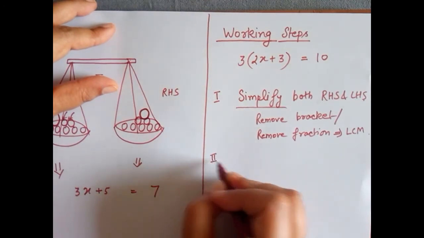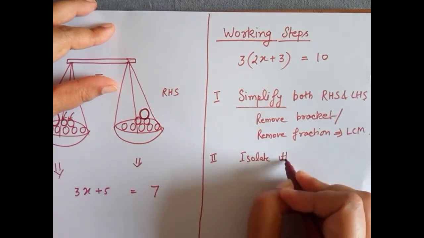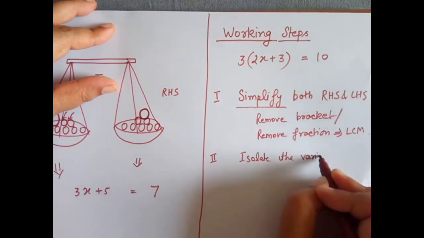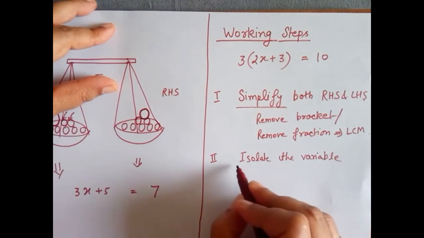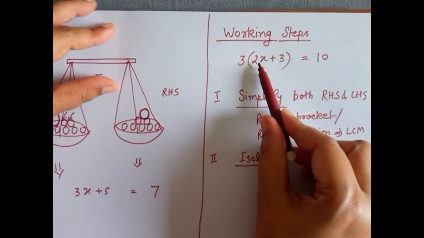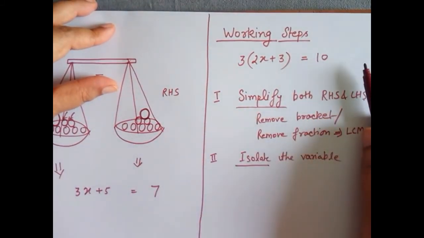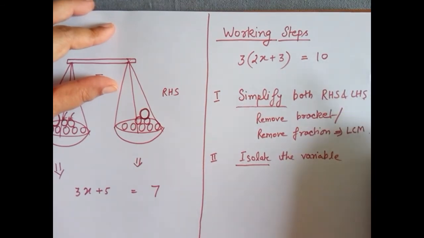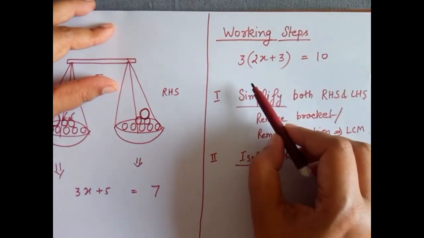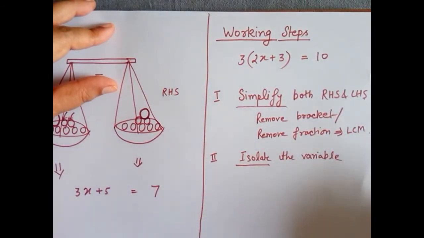Number 2, isolate the variable. Try to isolate x. X is the variable here. Try to isolate this thing. Take all the constants here on the right hand side of the equal sign, and if you have something in subtraction, if you have anything in division, then multiply, cross multiply, and try to isolate the variable.